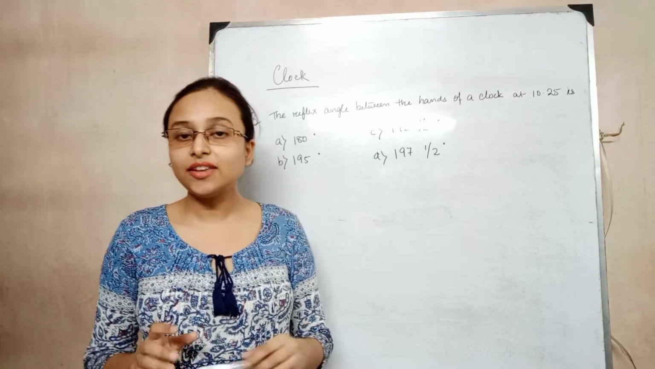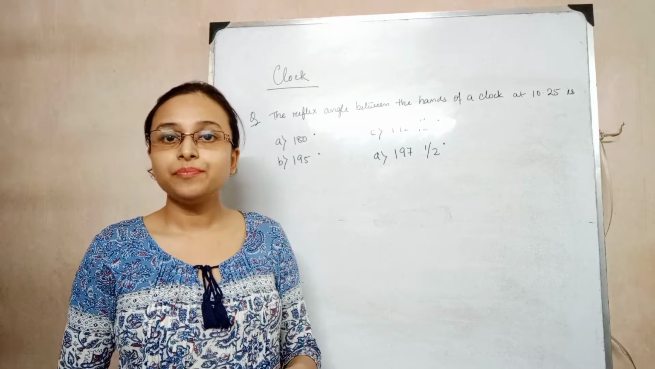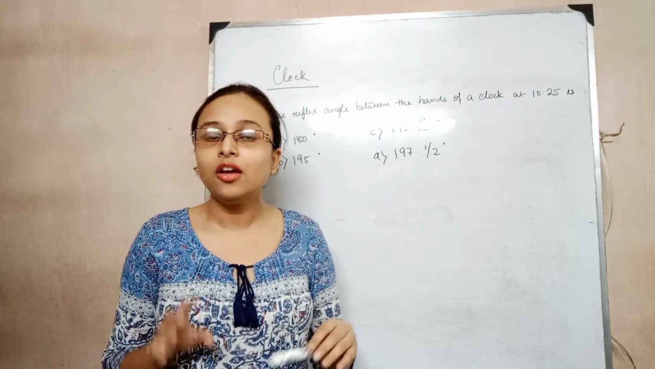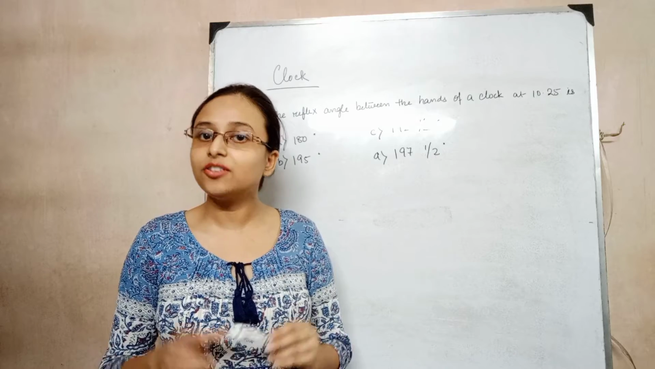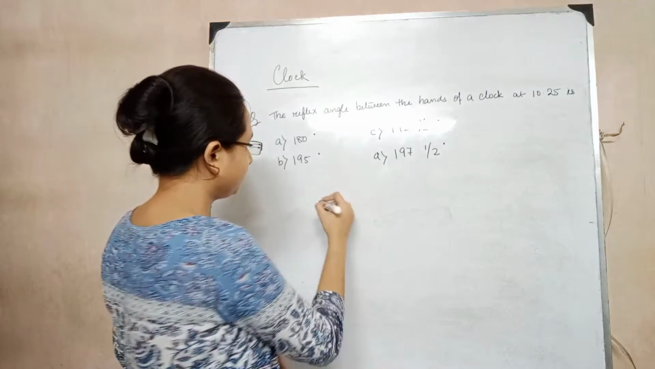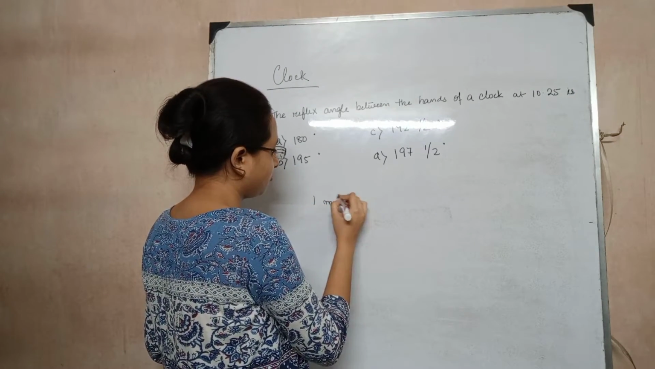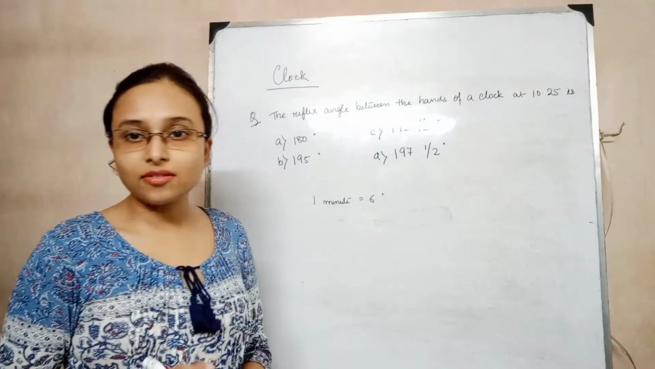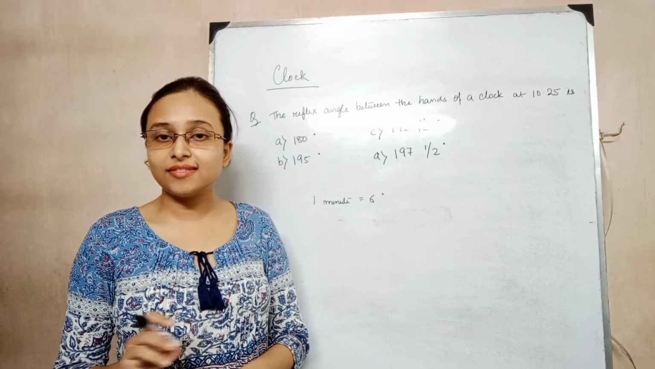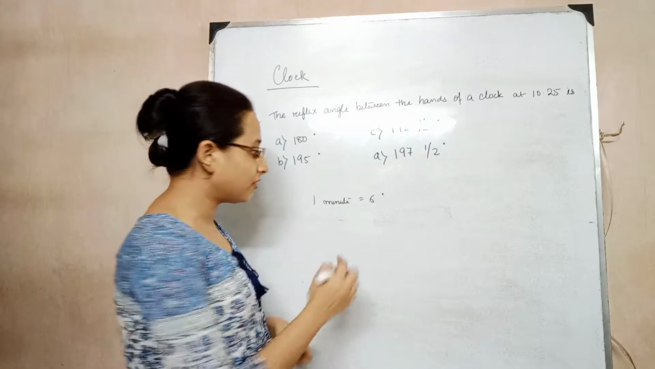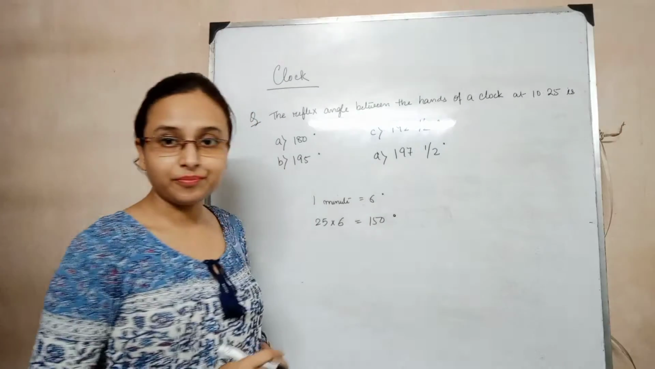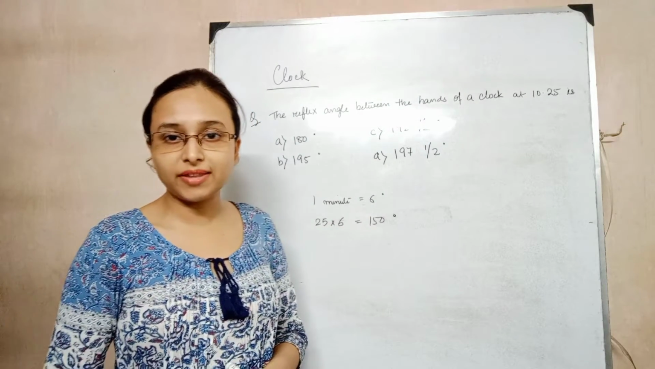Now, at 10:25 the minute hand will be at 5 and the hour hand will be some distance forward from 10, 25 minutes. And we know that 1 minute is equal to 6 degrees. This is already known from the previous videos if you had followed. Therefore, 25 minutes is equal to 25 into 6, that is 150 degrees. That is the unitary method I have followed.